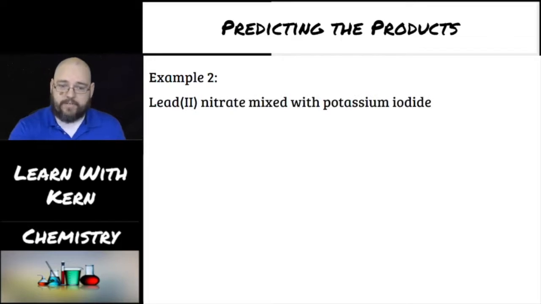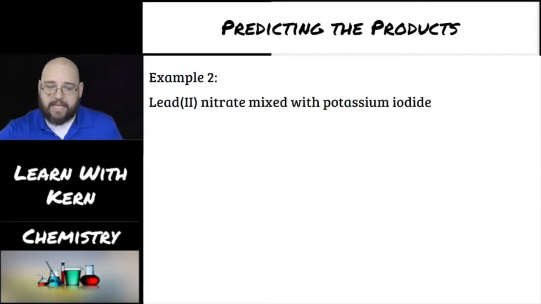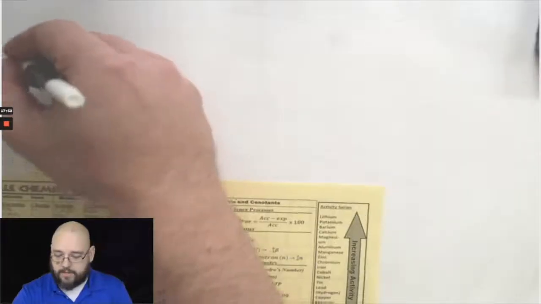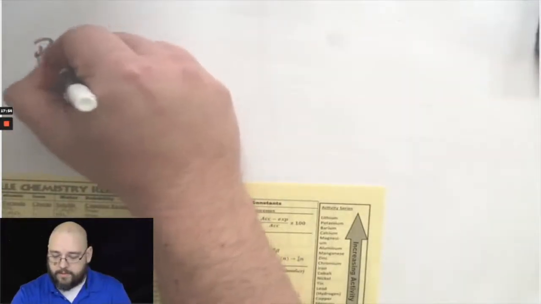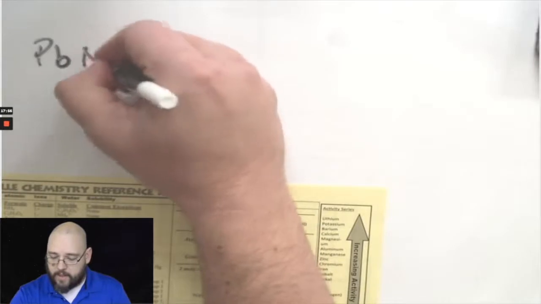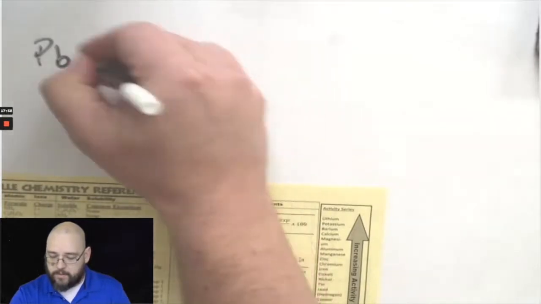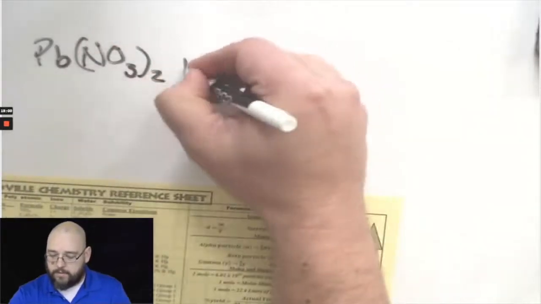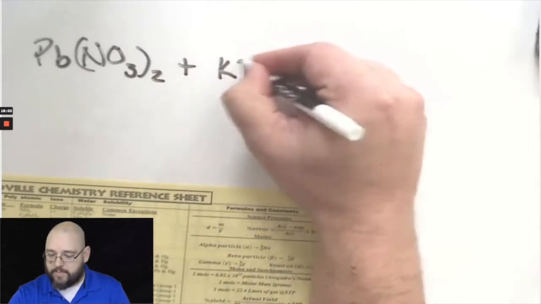Lead nitrate mixed with potassium iodide. So now we're going to have lead nitrate mixed with potassium iodide.